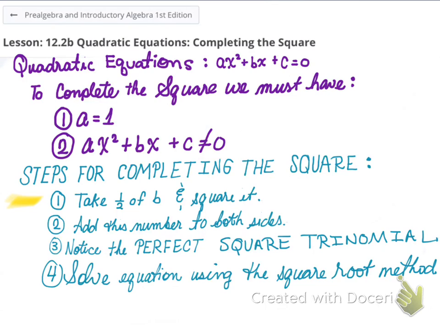Once we meet these prerequisites, then we're going to take half of the middle term b and square it. Whatever number we get, we'll add this number to both sides. On the left, we'll end up with a perfect square trinomial, and then we'll be ready to solve the equation using the square root method. This is kind of a lot, so let's take a look at the example and try to make sense of it. Here's our first example.